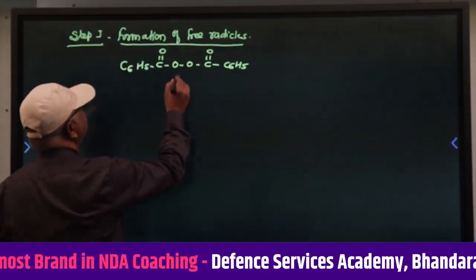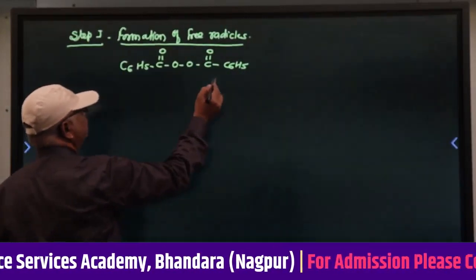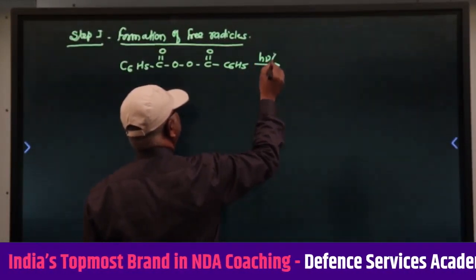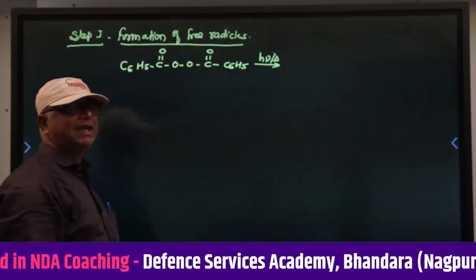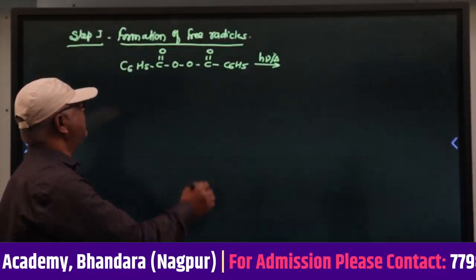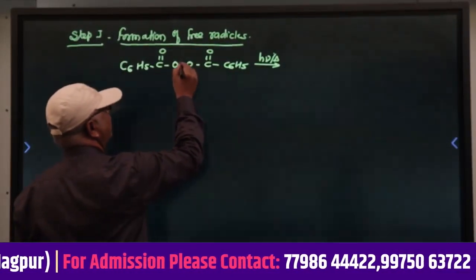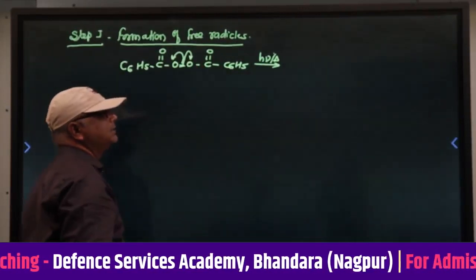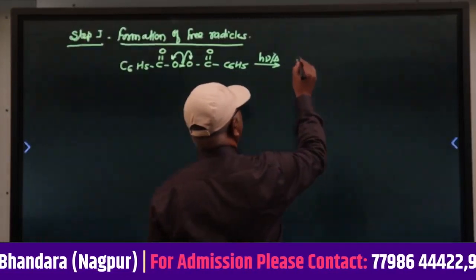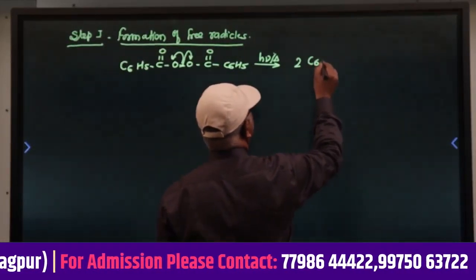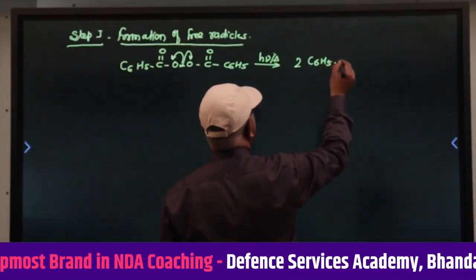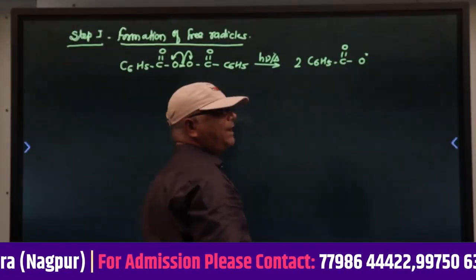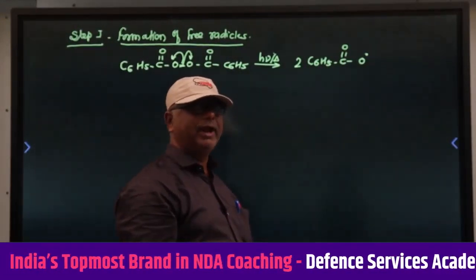So when this is heated, or when UV rays are passed, then it is observed that this bond breaks up, and 1 electron is taken by this, 1 electron is absorbed by this. So what happens? 2 molecules of benzyl free radicals are produced, C6H5 C double bond O free radical. This step is known as formation of free radical.